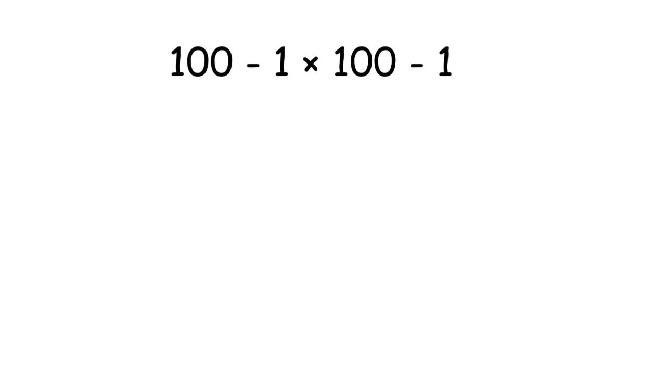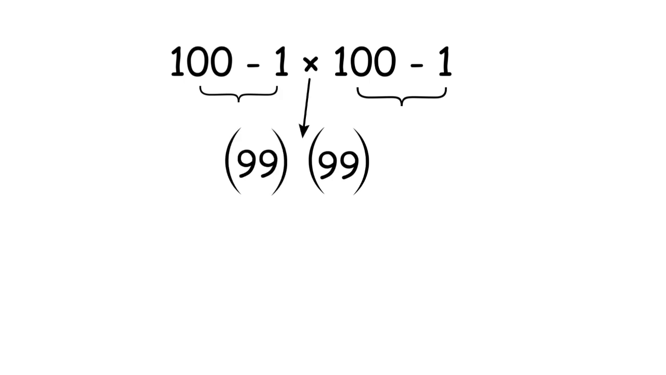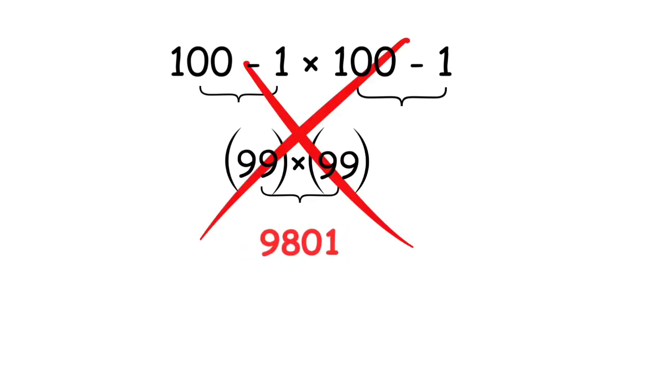100 minus 1 times 100 minus 1. Easy. 100 minus 1 gives us 99. And here again we have 100 minus 1, which equals 99, and 99 times 99 equals 9801. Yes! But no! Oh, it's wrong.